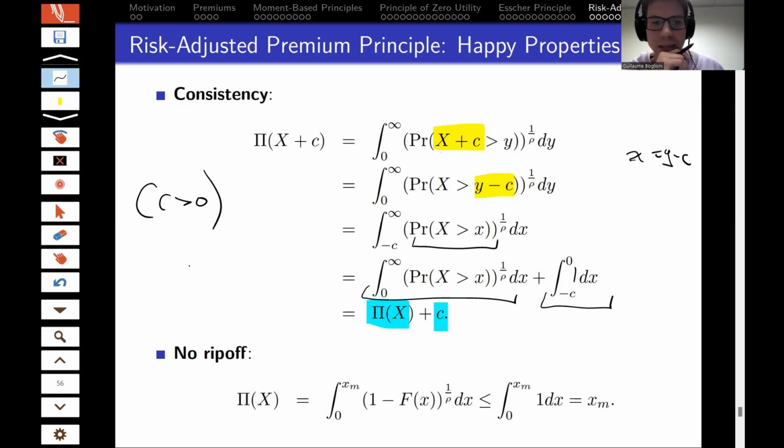And then no ripoff, easy as well. Integrate from 0 to xm. Well, here we use xm, which might be finite or infinity. But of course, this thing is smaller or equal to 1. You take the power, it's still smaller or equal to 1. So then the integral would be smaller than if you replace this whole thing by 1. And of course, the integral from 0 to xm of 1 will be xm. So yes, you've shown the no ripoff.